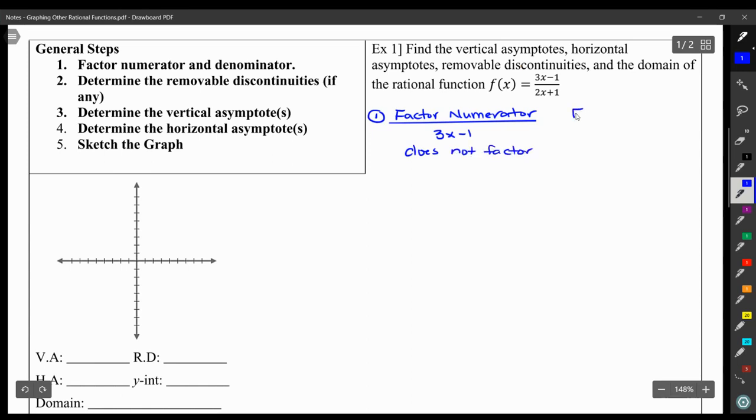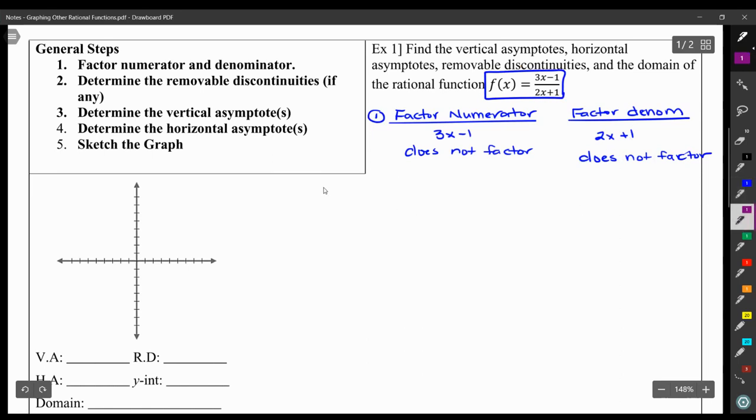So now let's try to factor the denominator. I'm going to do D-N-O-M, denominator. So 2x plus 1. And again, 2x plus 1 also does not factor. There's no GCF, there's no grouping, none of that. So I have a rational function that I can't factor anything. And so this is the factored form that I'm going to have to work with. I can't make that any simpler than it already is.